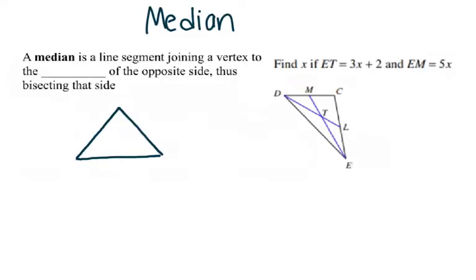All right, median. So a median, usually when we talk about triangles, a median is a line segment joining a vertex. A vertex is like the top or a corner.